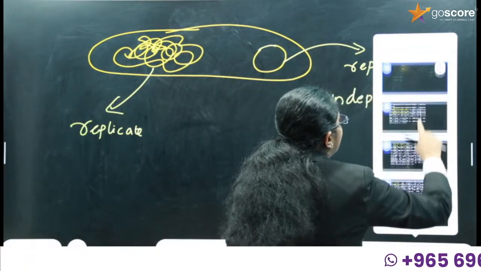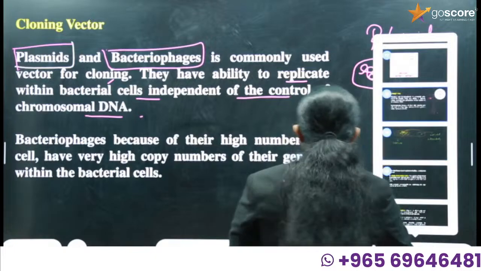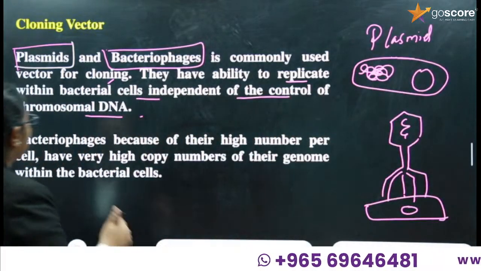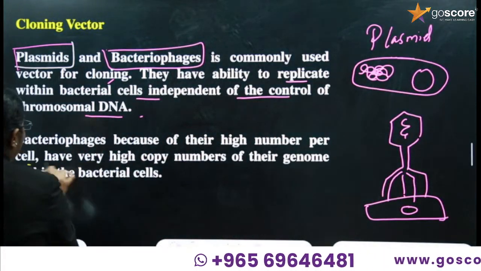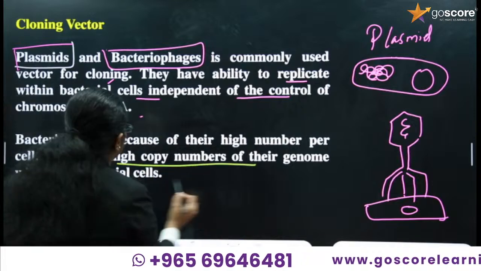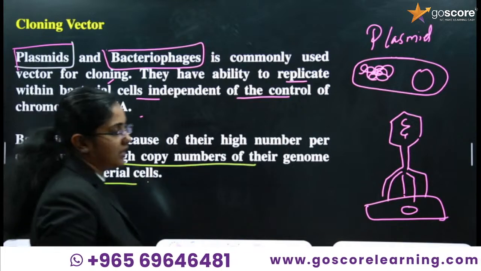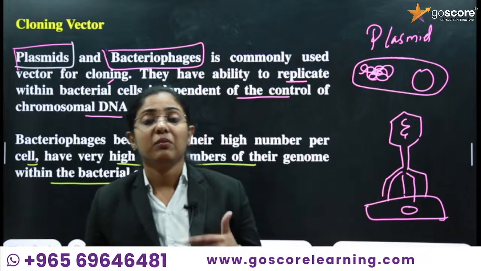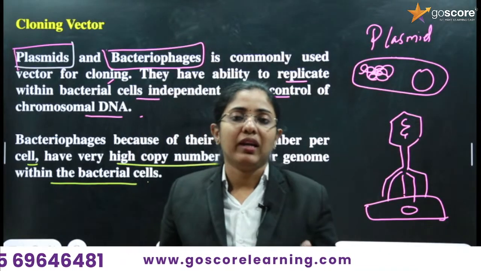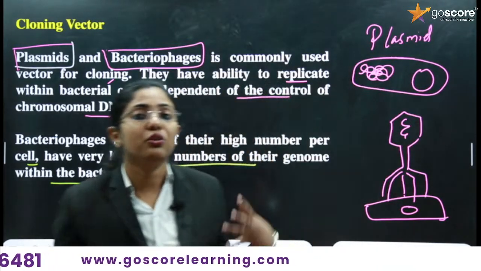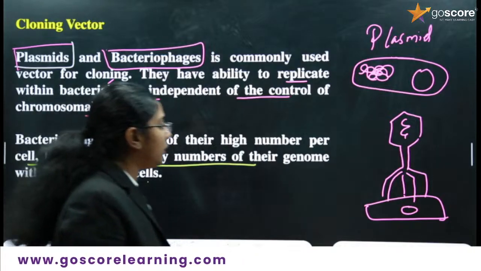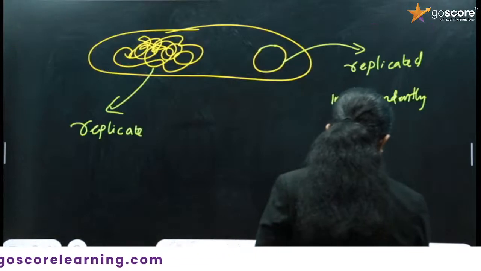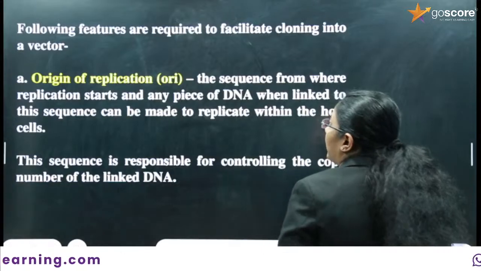They are independently replicating. Then bacteriophages, because of their high number per cell, have very high copy numbers of the genome within the bacterial cells. Since bacteriophages can be multiplied very soon, bacteriophages can also be considered to be a vector. Okay, clear? I think it is clear to you.